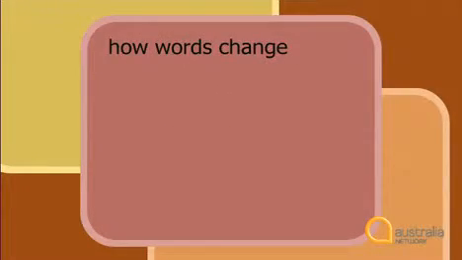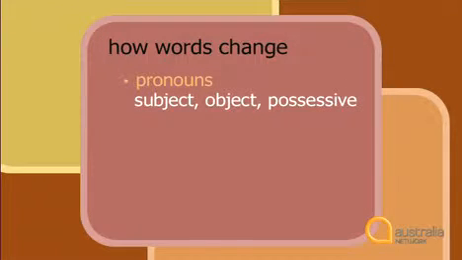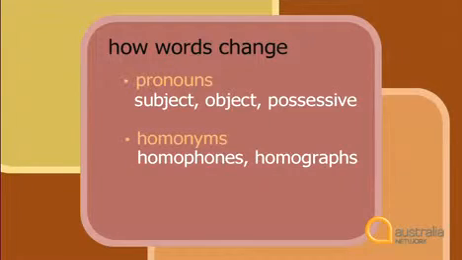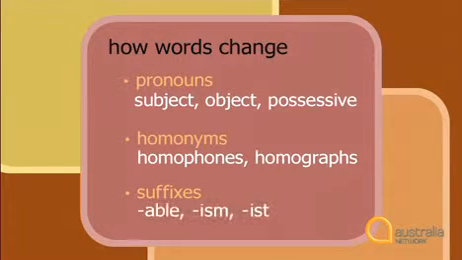So let's take a look back over what we've learned today. We've looked at how words change according to their function and context. First, we've looked at pronouns and the different forms they take: subject, object, and possessive. Then we talked about homonyms and the two different sorts, homophones and homographs. And we finished today with a few different suffixes, able, ism, and ist.